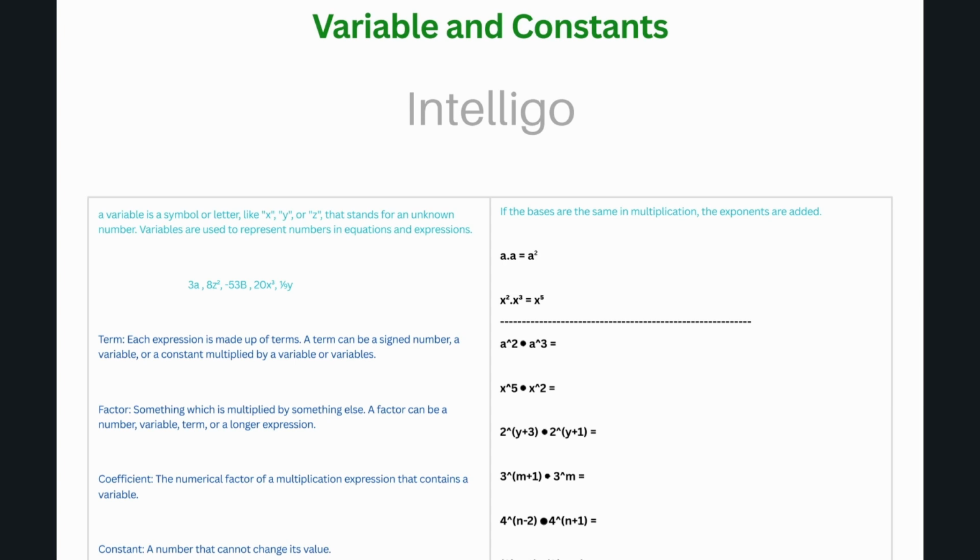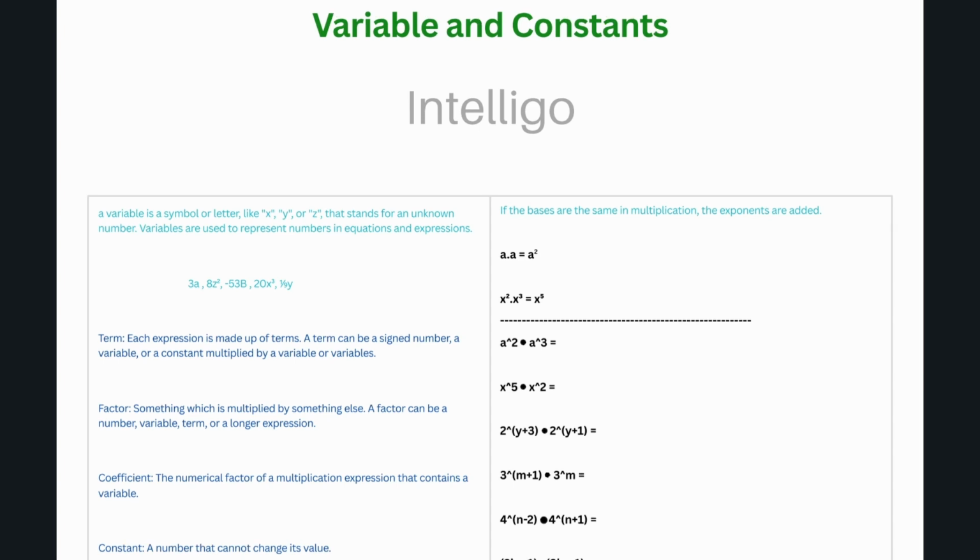Today we're going to learn variables and constants. The first 3 videos were about the fundamentals of the math, and right now we are getting into the more complex side of the math. But don't worry, I will explain everything in great detail.